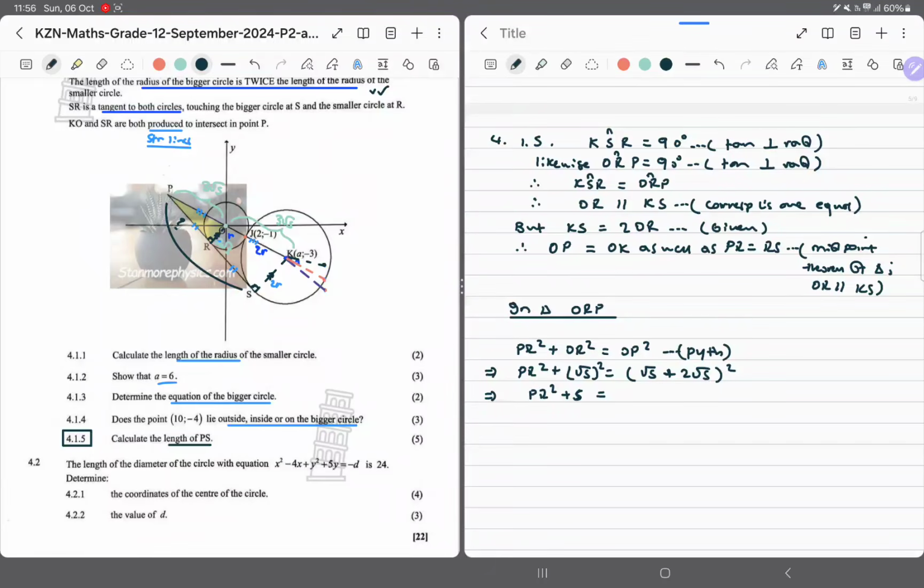Now 7 by 5 is 40, is it 35? Now remember, no, this is 3 root 5, so this is going to be 9 times 5. 9 by 5 is 45. Sometimes the maths disappears, guys.